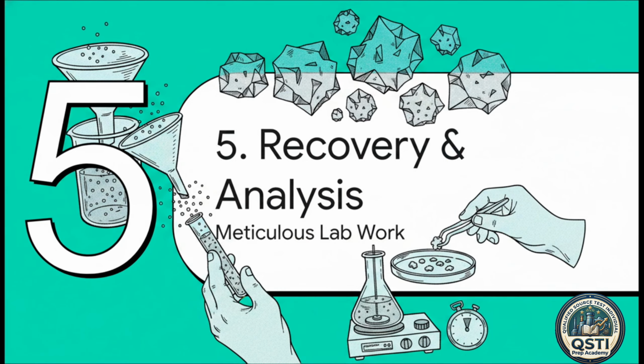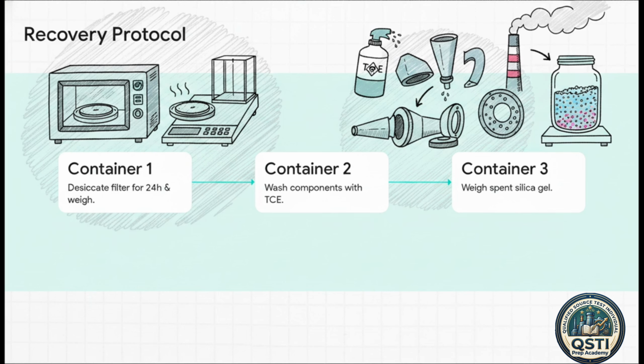Okay, Section 5, Sample Recovery and Analysis. We're back in the lab, so let's break down exactly how we meticulously recover the particulate matter we just captured. This 3-container protocol? It's your bread and butter. It ensures absolutely no PM or condensed moisture is lost during the transfer. Container 1 holds your delicate glass fiber filter, which has to be desiccated for a full 24 hours to remove uncombined water before you weigh it to a constant weight.